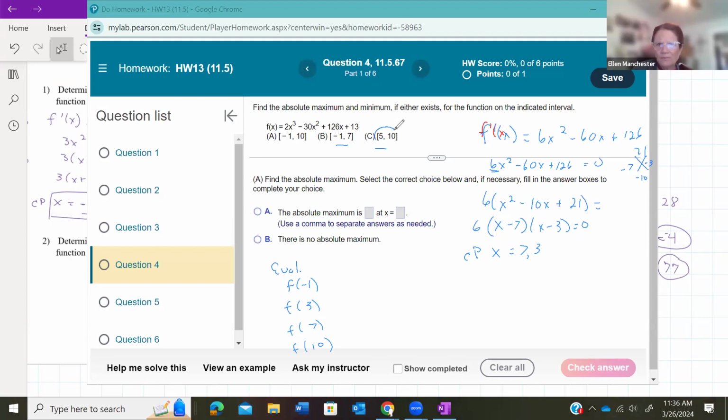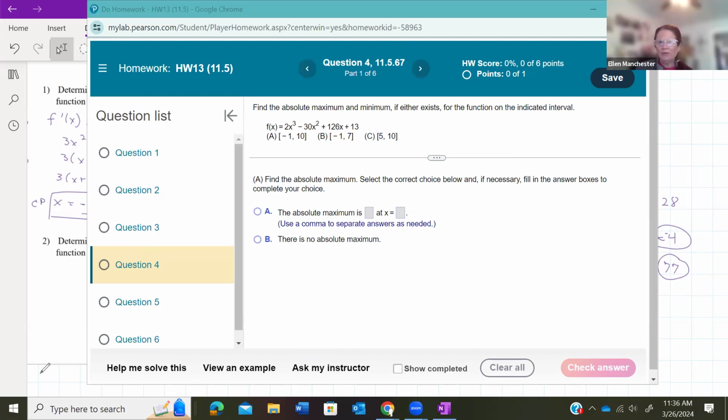So look at C. That means 3 is not part of my domain. So on C, I'm going to test at 5, at 7, and at 10, because 3 is not in my domain. Okay, so notice what your domain is. Notice if your critical points fit within that domain, and then you're going to evaluate based on that information. Okay, all right, so let's go back to the second one, and then we'll get to our optimization problems.